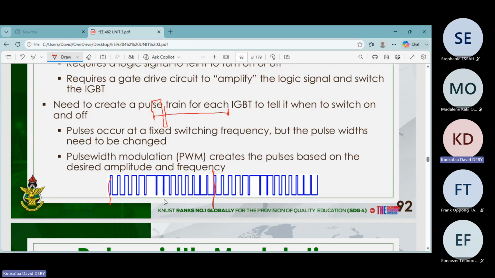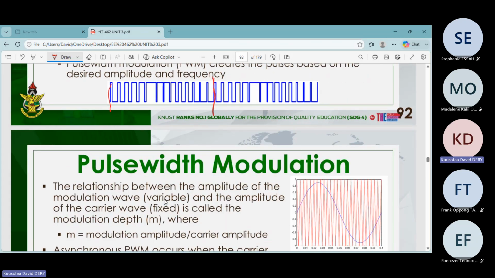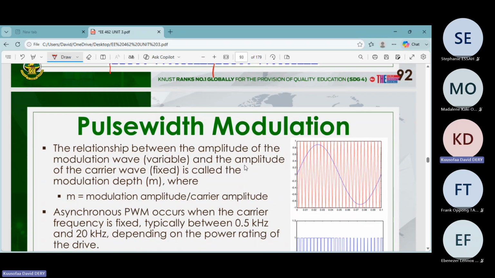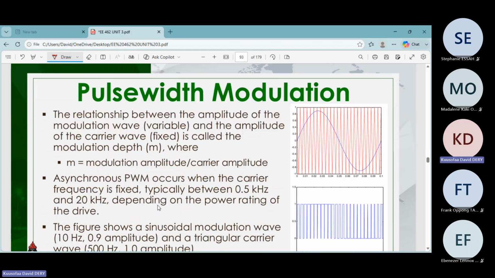So the harmonics need to be filtered so that we can get pure sinusoidal outputs. The relationship between the amplitude of the modulation wave, that is the variable one, and the amplitude of the carrier, which is the fixed one, is called the modulation depth, where M is the modulation amplitude divided by the carrier amplitude.